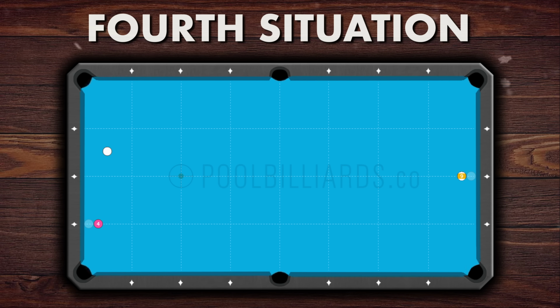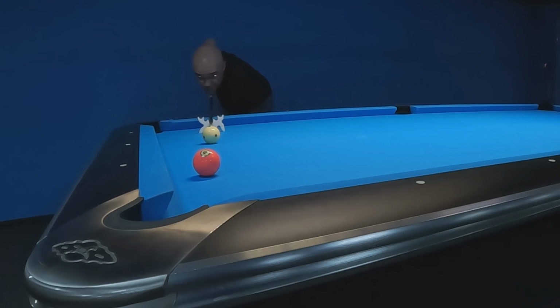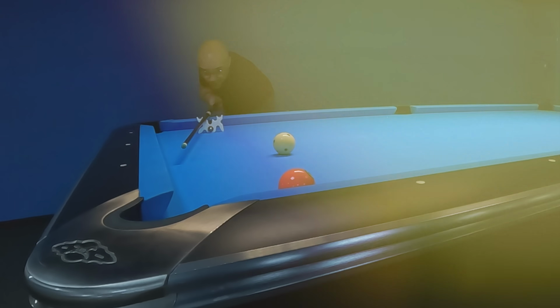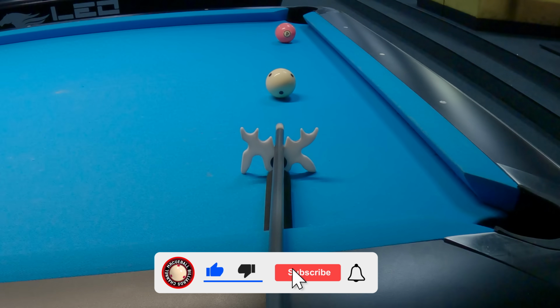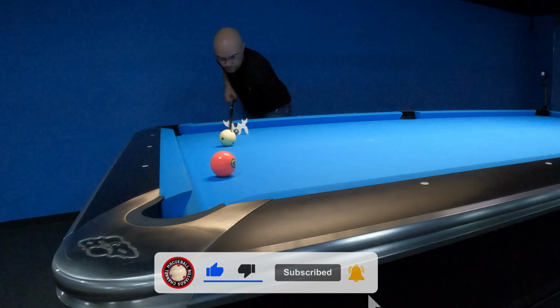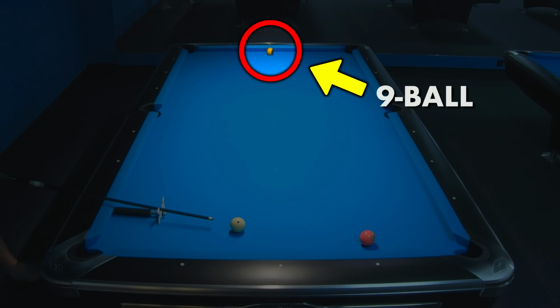In the fourth scenario, we face this extremely common situation where players still make a horrible mistake. We face a perfect straight shot where both balls are very close to the bottom short rail, and we need to make position for the 9 ball, which is located close to the top short rail.